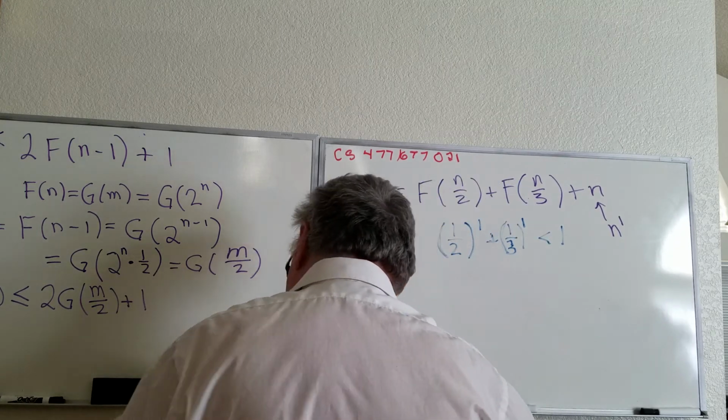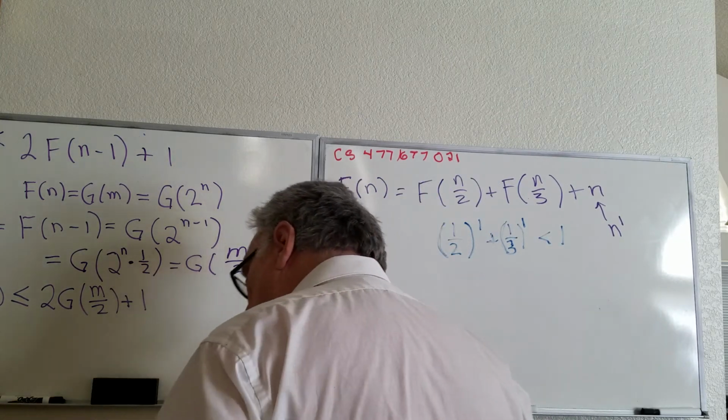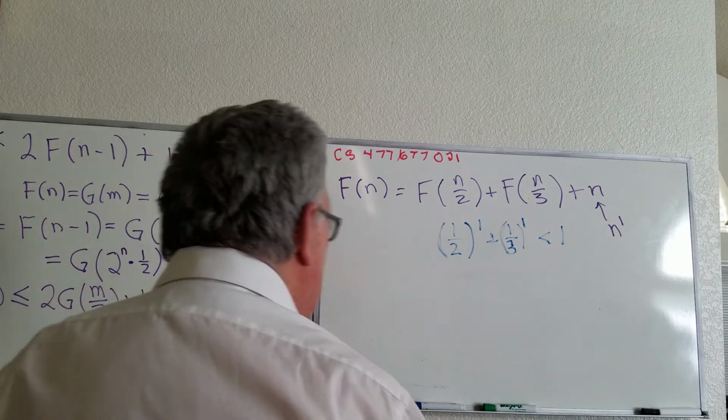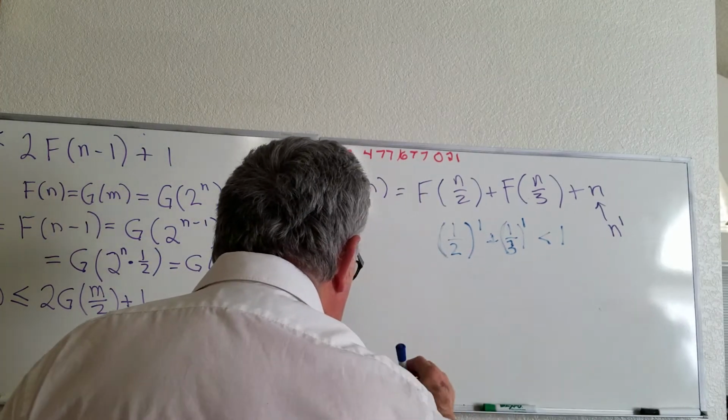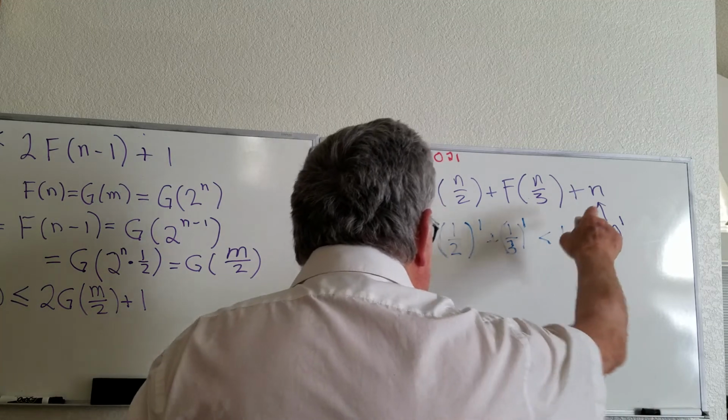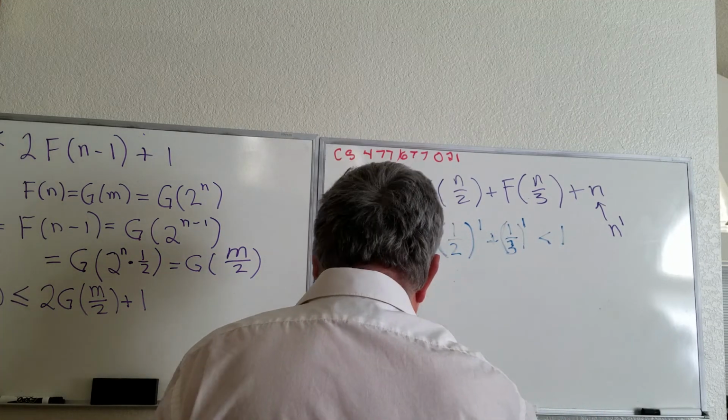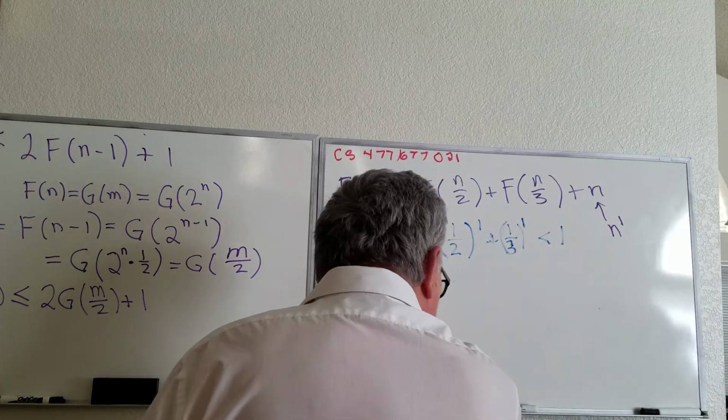Now, according to our rule, if that sum is less than that power here, so we have 1/2 plus, let's see, where did this go here?